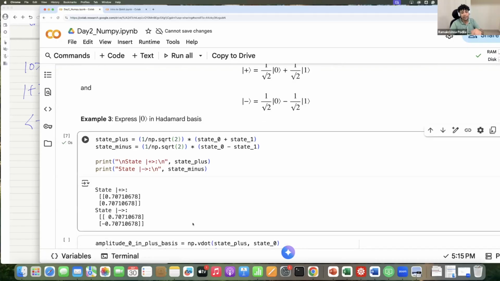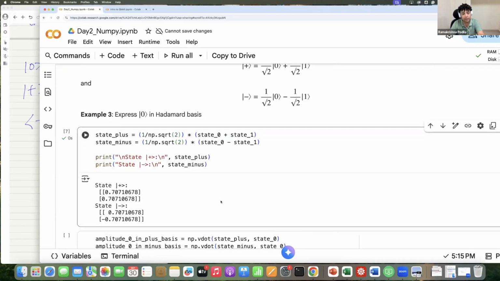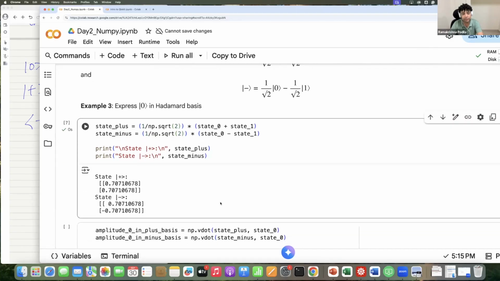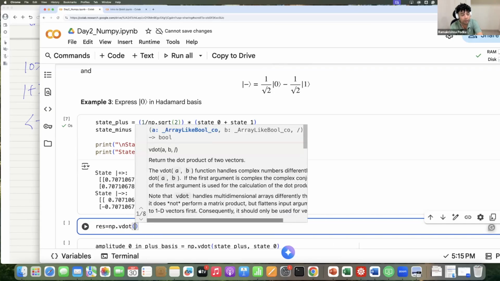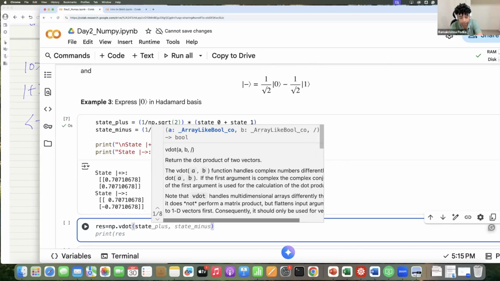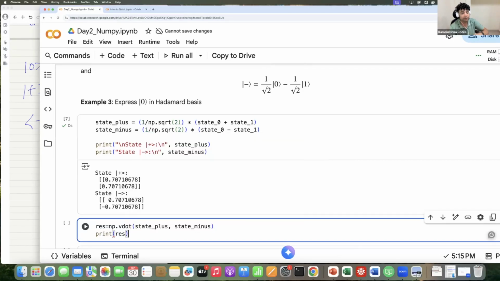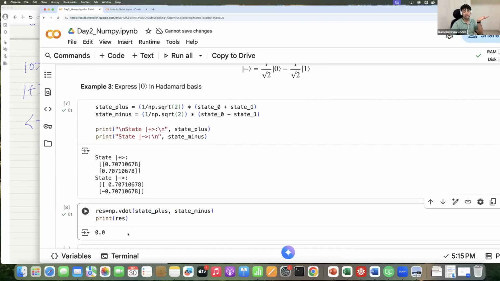So we got this. And then very quickly, we could do something like, let's say, result is equal to np dot v dot of state plus and state minus, and then I want to print the result. So let's see. As we have seen, that gives us 0.